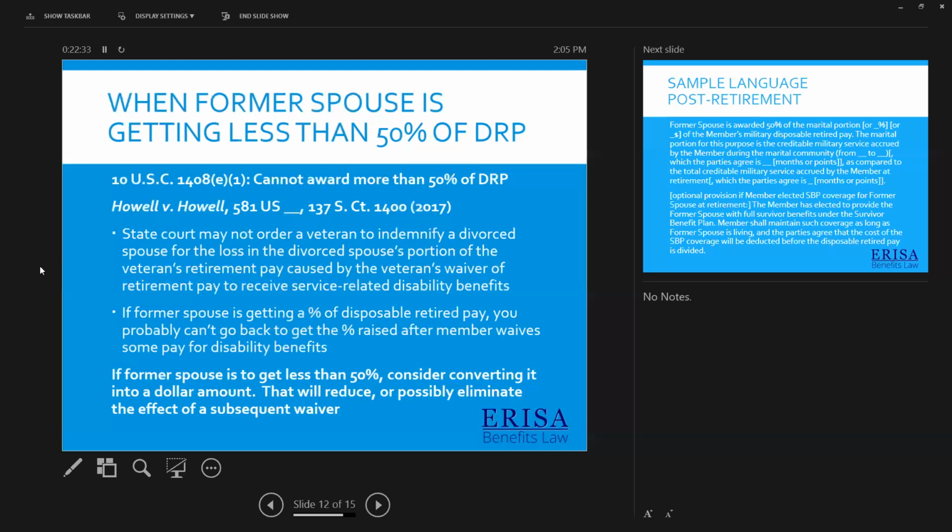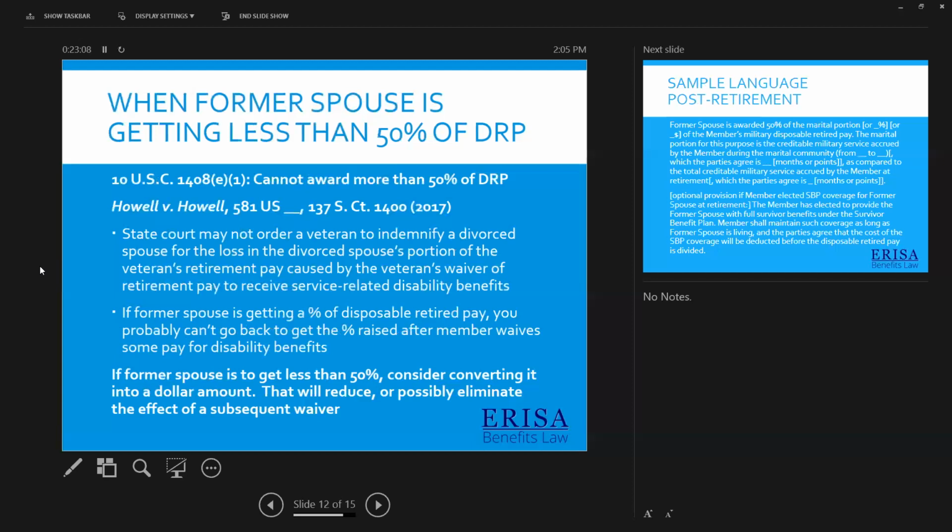So I think that would be true even if we hadn't awarded 50%. If we'd awarded 25%, let's say the marital period was half of all service, and we awarded 25% of the disposable retired pay to the former spouse, I don't think you can come back and say, hey, 25% used to be X dollars, now that we waive, 25% is no longer that. Increase the award. You could try. I'm not sure that would work. I wouldn't want to be relying on that if I were representing the former spouse.